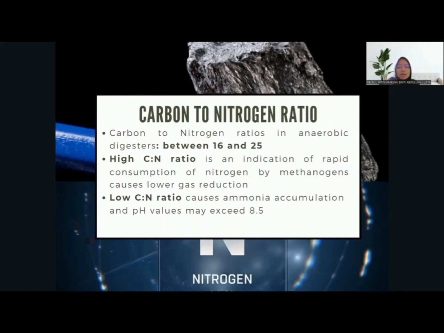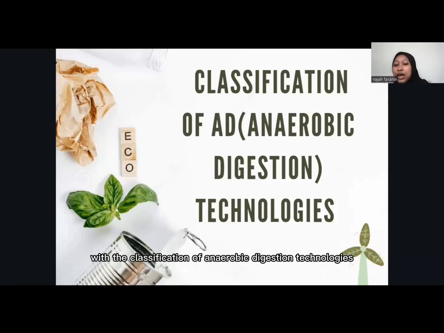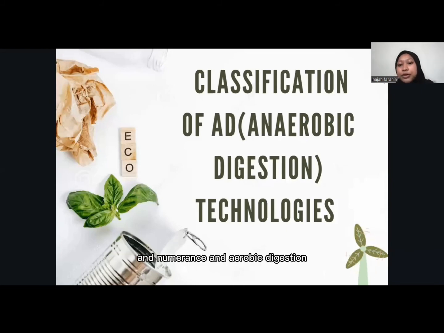Although methanogenic bacteria can adapt to very high ammonia concentration, this only happens if concentrations are increased gradually, allowing time for adaptation. So I will continue the classification of anaerobic digestion technology. Numerous anaerobic digestion technologies for the treatment of biowaste have been developed worldwide. Biogas systems can be classified according to critical operating parameters and elements of reactor design.